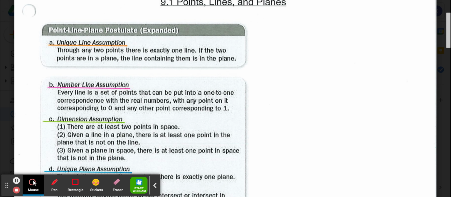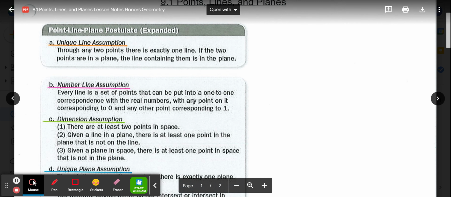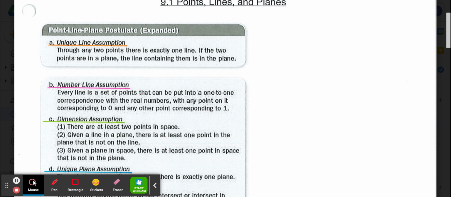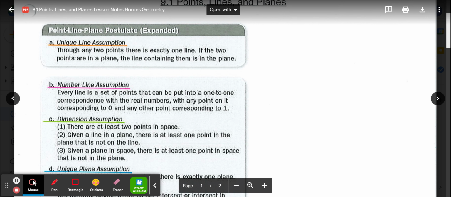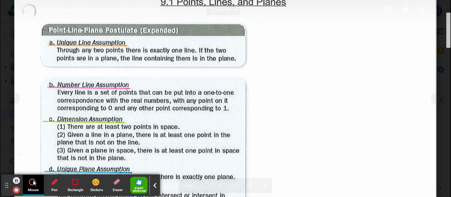First, in the point, line, plane postulate, it's the unique line assumption, which says through any 2 points, there's exactly one line. If the 2 points are in a plane, then the line containing them is in that plane. Remember in math, in 3D, we just have space. A three-dimensional area we call space. A two-dimensional figure we're thinking of as a plane. And then lines go through those two-dimensional planes.